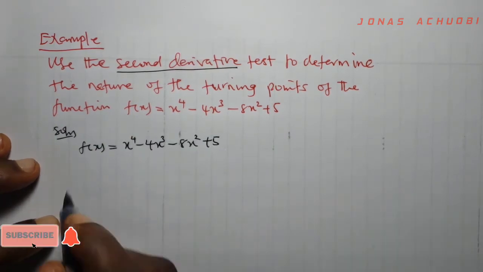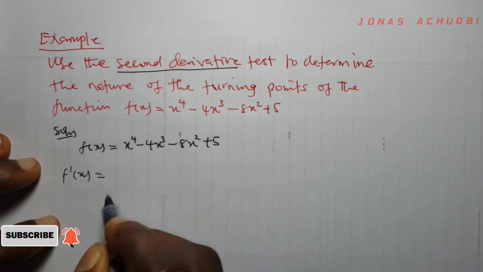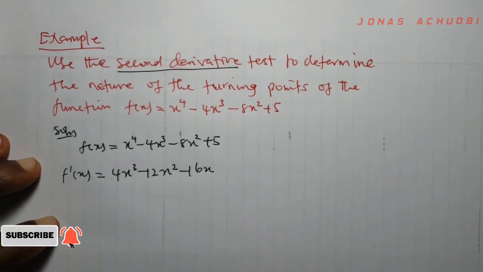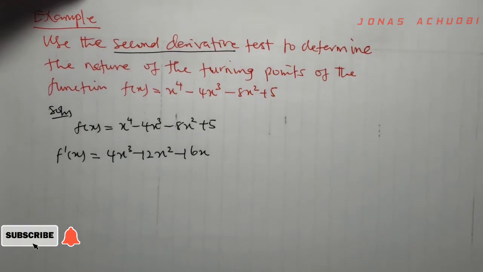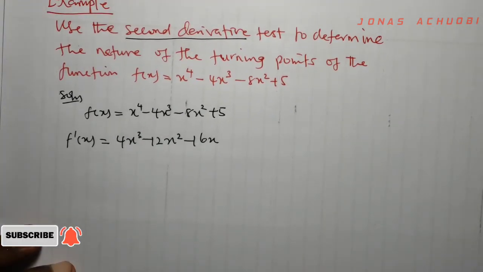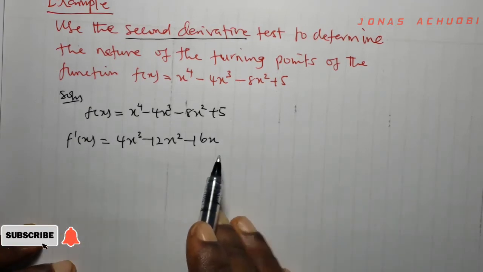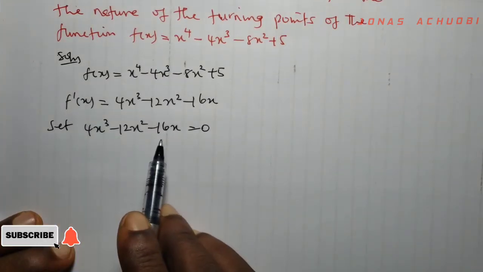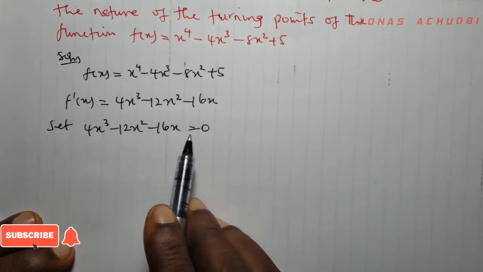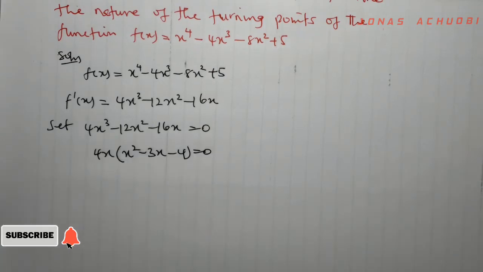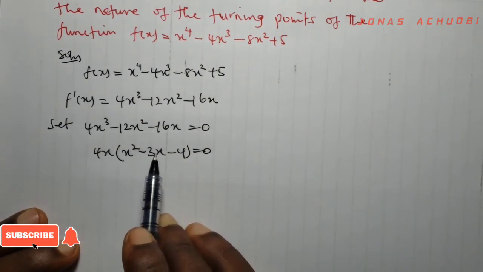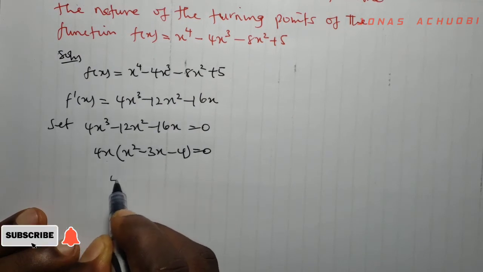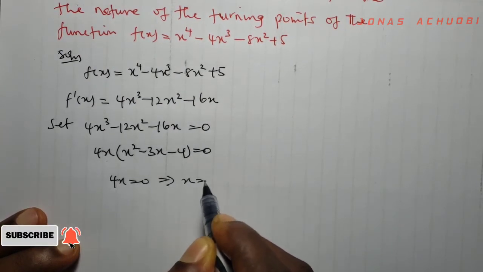We proceed as follows. We first find the first derivative of the function f of x, which gives us 4x cubed minus 12x squared minus 16x. And of course, we cannot find the critical point of any function unless we know the critical values. So to get the critical values of this function, we set the first derivative to 0 as usual. If we set f prime of x to 0, we get 4x cubed minus 12x squared minus 16x equals 0, which can be factorized as 4x into x squared minus 3x minus 4 equals 0. If we solve this out, for the first part we get 4x equals 0, which implies that x is equal to 0.